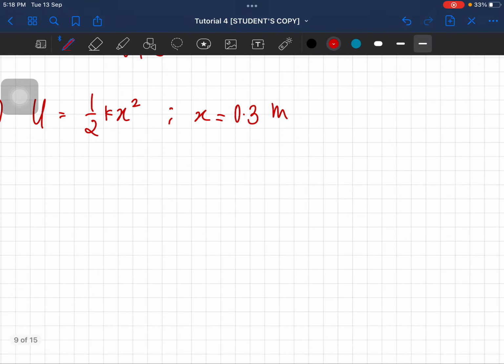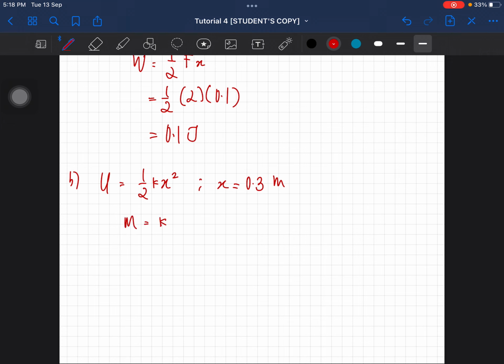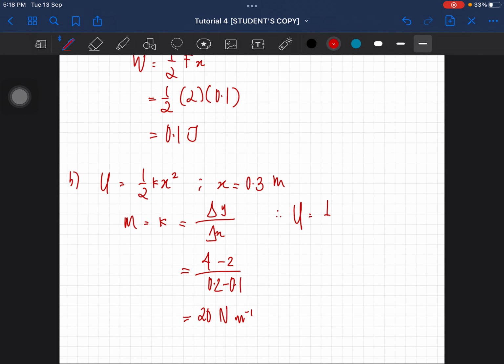So we can then use the gradient, which is equal to the spring constant, which is equal to 4 minus, you can write delta y delta x, I think. Boleh lah buat gitu pun boleh. 4 minus 2 divide by 0.2 minus 0.1. Okay, so dapatlah 20 Newton per meter as your spring constant. So after dapat spring constant, we can then calculate the elastic potential energy.